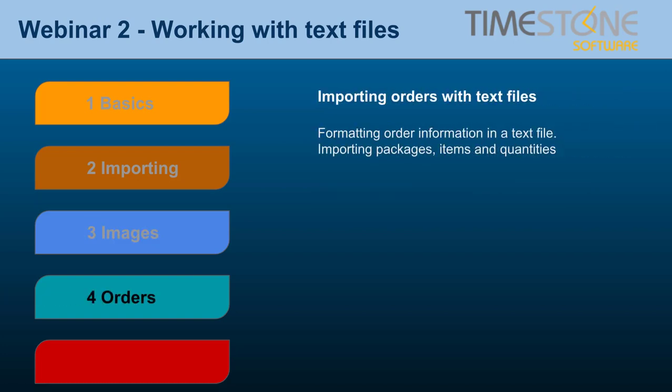Then we're going to import orders. We will use a text file in a very common way, and that is to import the order information into our job and automatically have our queues populate with the correct packages. What format does our text file need to be in order to import orders?